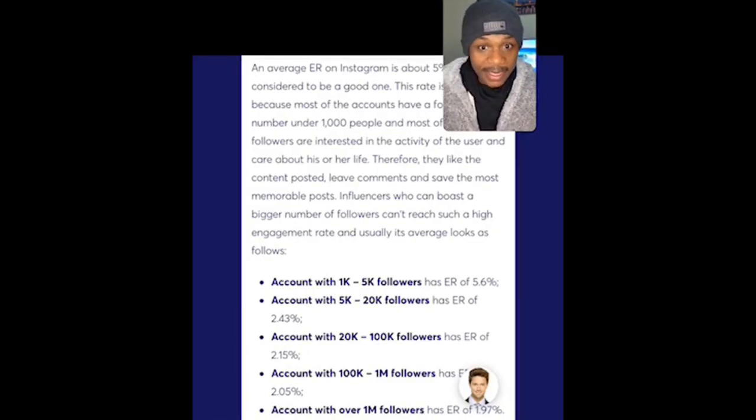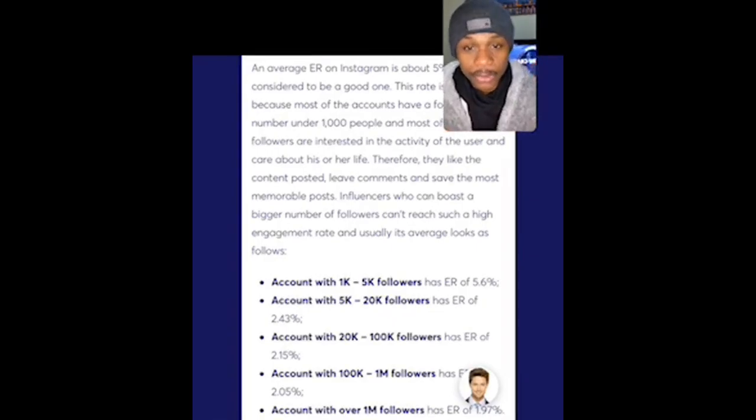If you have anything less than that, from 1, 2, 3, you have to increase it. If you have got 1% or 0 point something percent, it means that you are doing very badly. You need people to engage with your account. Accounts with 5K to 20K, the ER should be 2.4%. From 20K to 100K, it has to be 2.15. Accounts with more than 100K up to 1 million need to have 2.0. And accounts with over 1 million followers have an ER of 1.97.